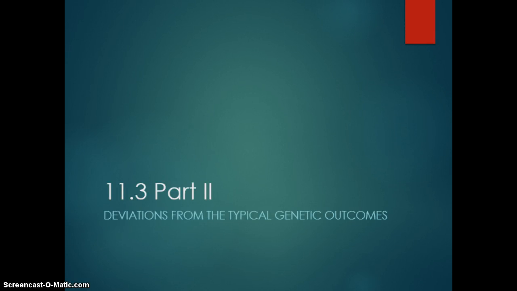Section 3 in Chapter 11, especially the second half of it, really focuses on the deviations from our typical genetic outcomes. So think about the family genetics that you worked on and any of the surprises that you might have had. Well, let's look at Mendel's principles and see where there might be some variations. Where do those variations come from?